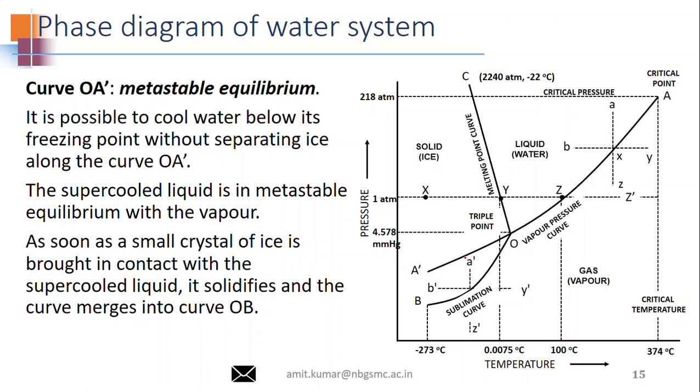In a supercooled liquid state, as soon as we disturb the medium or add a small crystal of ice, this curve OA dash disappears and changes into OB. That means the phase boundary again becomes visible between solid and gas.